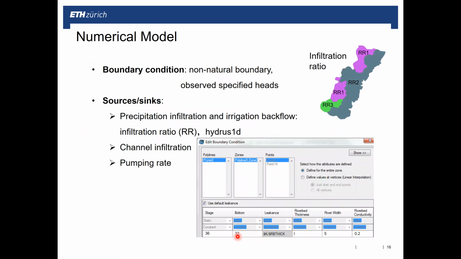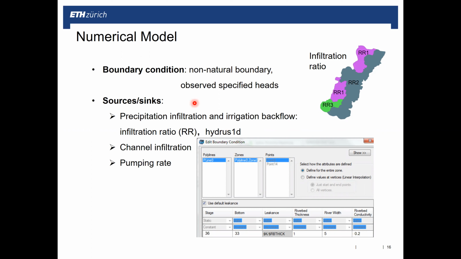And for the boundary conditions, since the Guantao's boundary is a non-natural, administrative boundary, even though there's the Weiyun River flowing on the eastern boundary of the Guantao, there's no direct hydraulic connection between the river and the aquifer. So we can't simply use the river level as the boundary condition. Now we choose observation wells around all the boundaries to interpolate the values on the boundary as the specified head.